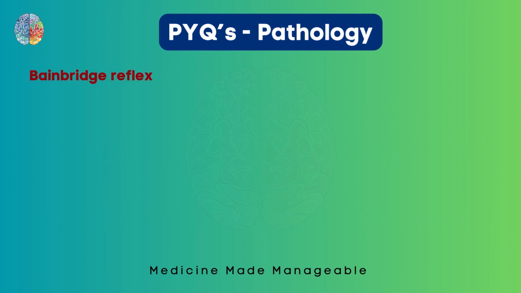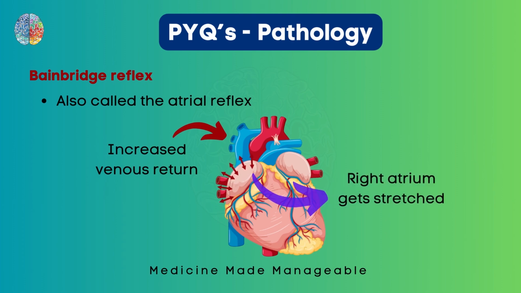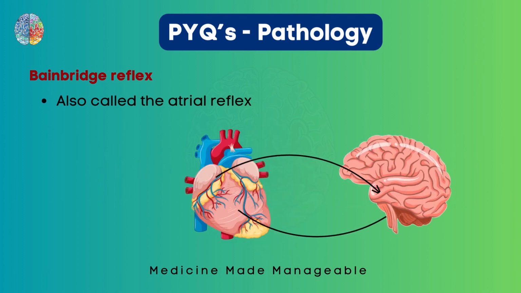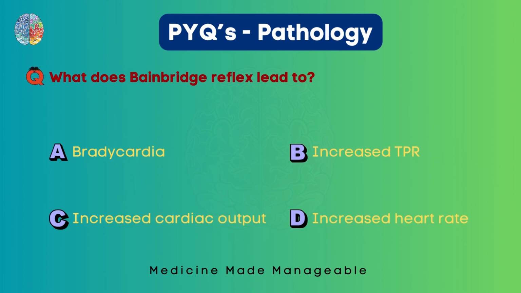So let's try to understand what this reflex is. It is also called the atrial reflex. So this is the heart, and whenever there is an increased venous return, meaning more blood coming to the atrium, the atrium is actually gonna get stretched. Now, signals are going to be sent from the atrium to the CNS and back because of the stretch in the atrium. This is going to cause an increase in the heart rate. So, coming to our question, increased heart rate is the answer.